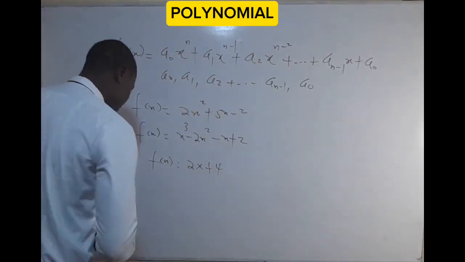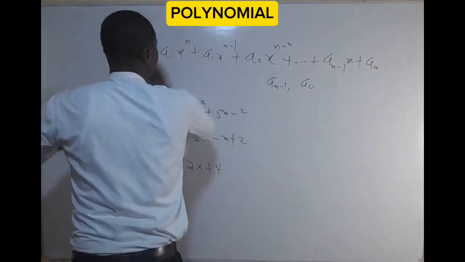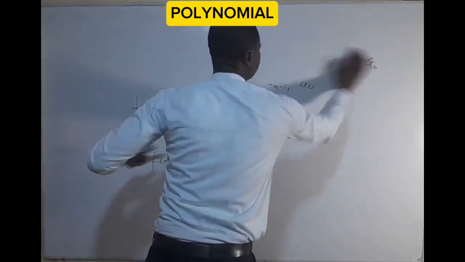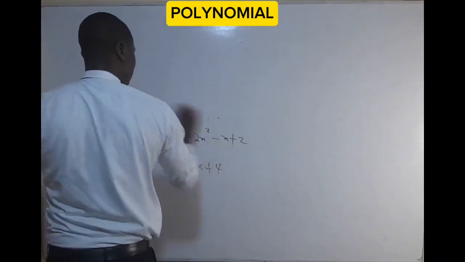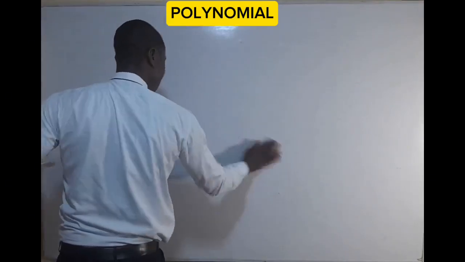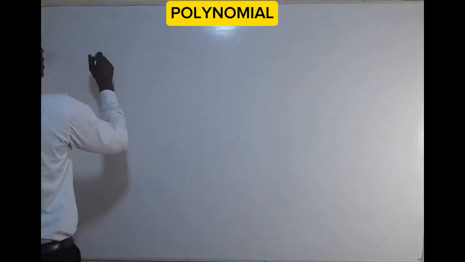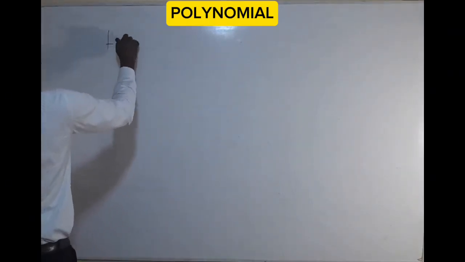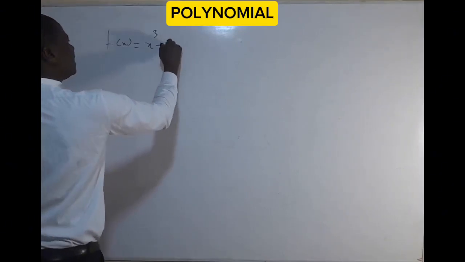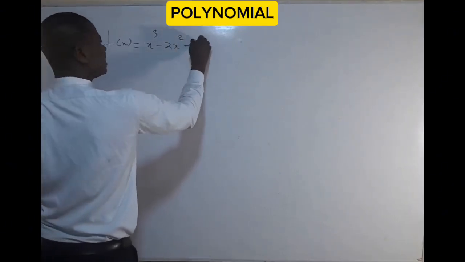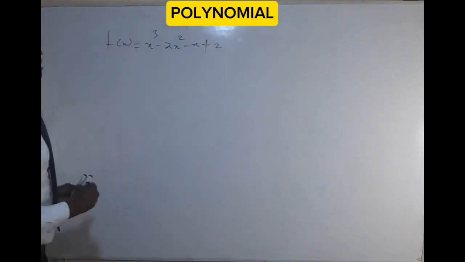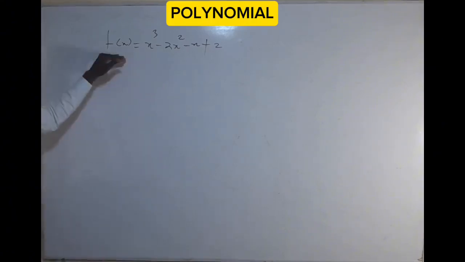It's very important. Now, let me teach you something about what you call the factor theorem, okay? The factor theorem. So let's assume that we are given the polynomial, let's say f of x equals x cubed minus 2x squared minus x plus 2, okay? If this is the polynomial, the degree of this polynomial is 3, because the highest exponent of the variable is 3.